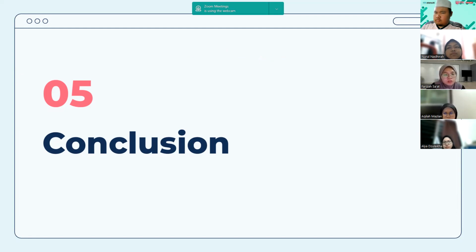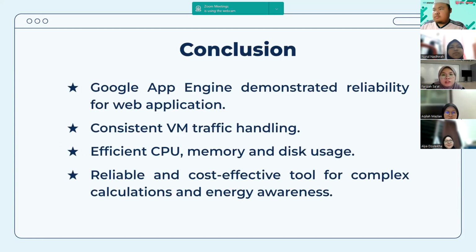Now is for the conclusion. So for conclusion, the implementation of this PHP-based electricity rate calculator on Google App Engine shows that cloud computing technology is reliable and also effective for building web applications. During the entire practice, the application performed well by consistently handling VM traffic, and it also shows efficient CPU, memory, and disk usage, which allowed the application to never slow down and data to be constantly processed.